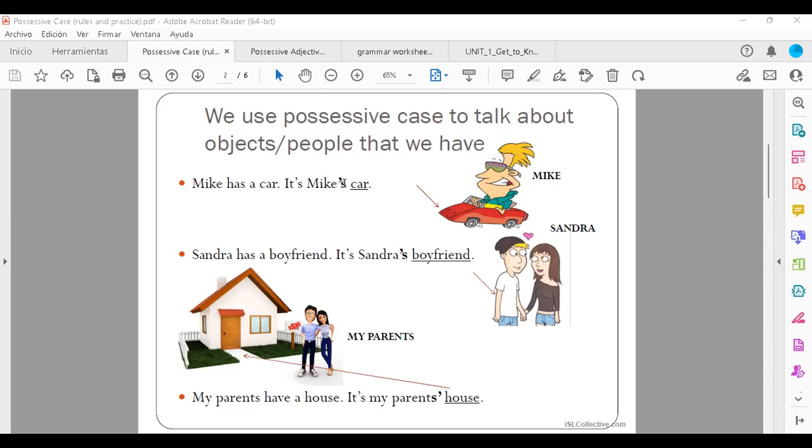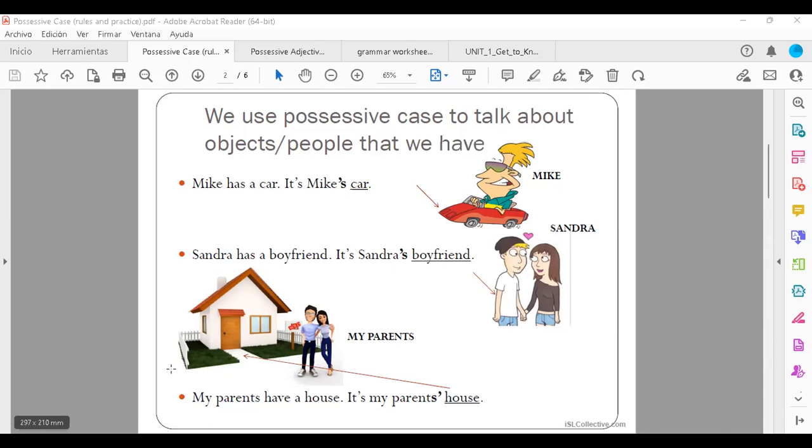So we mentioned that the apostrophe and the S express possession, right? So they mean de, as we say in Spanish, el carro de Mike. And it's really important to not confuse the verb to be with the possessive case. Es muy importante no confundir el verbo to be, o la contracción del verbo to be, con el caso posesivo. Vean acá. It is Mike's car. Es el carro de Mike. Continue, Edgar. Sandra has a boyfriend. It is Sandra's boyfriend. And something else that we need to consider is pronouncing the S in order to make this possessive, right? También tenemos que pronunciar, ¿verdad? Se dice Mike's car, Sandra's boyfriend.